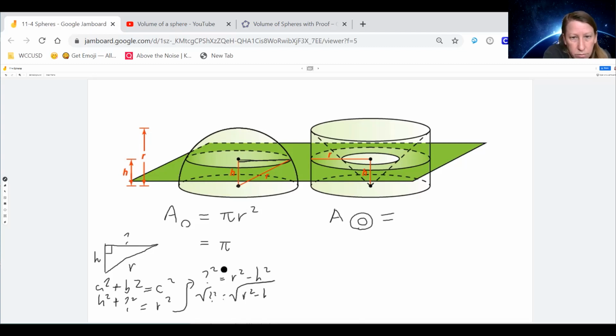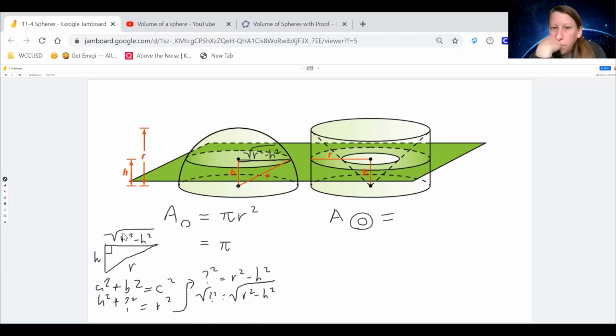Yeah, r squared minus h squared. And that's how long that radius is. Okay. So this radius, it's kind of ugly, but that's what it is. It's the square root of r squared minus h squared. And I can write that in here, the square root of r squared minus h squared.